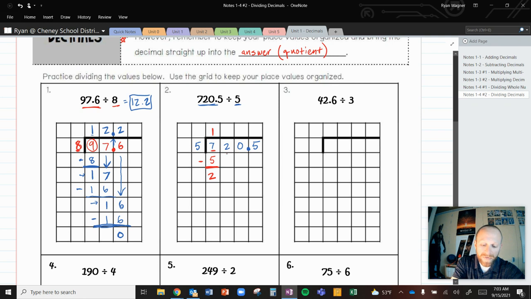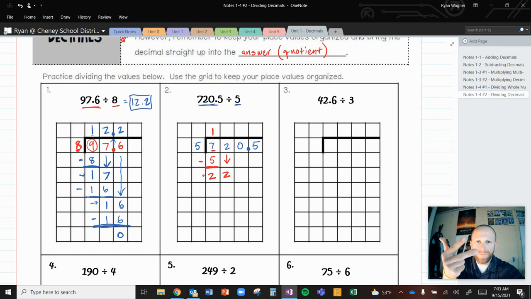Okay? We're going to move to our next number in our dividend, and we're going to drop it down. We're going to drop down the 2. So now how many times does 5 go into 22? Well, 1 5 is 5, 10, 15, 20.